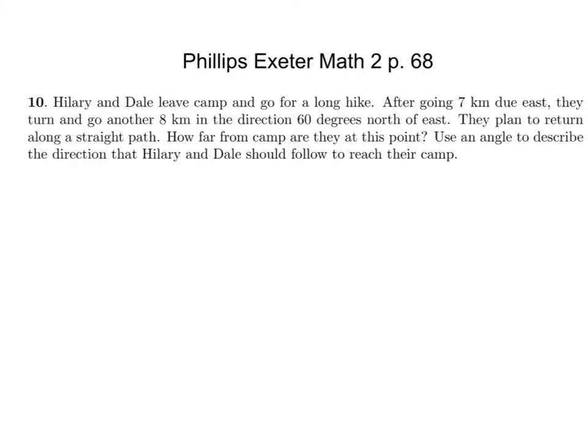This is page 68, number 10. Hillary and Dale leave camp and go for a long hike. So they go 7 kilometers due east.